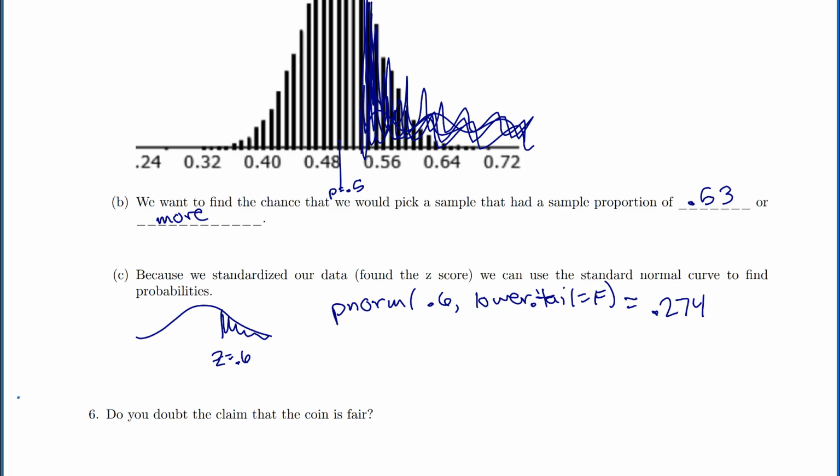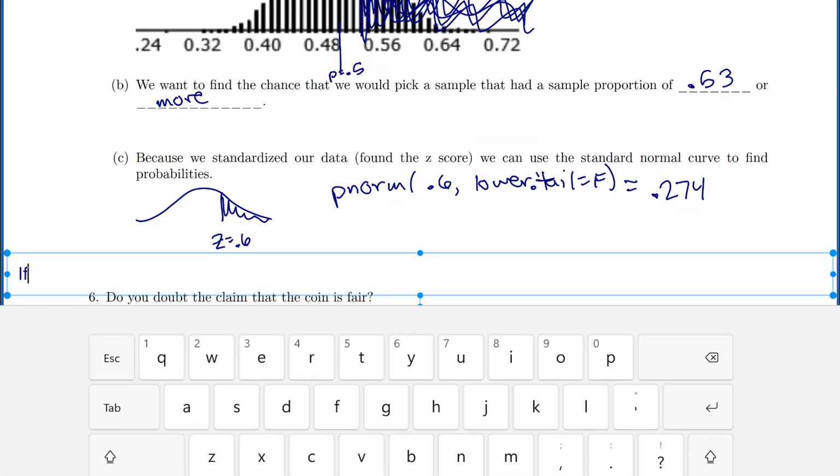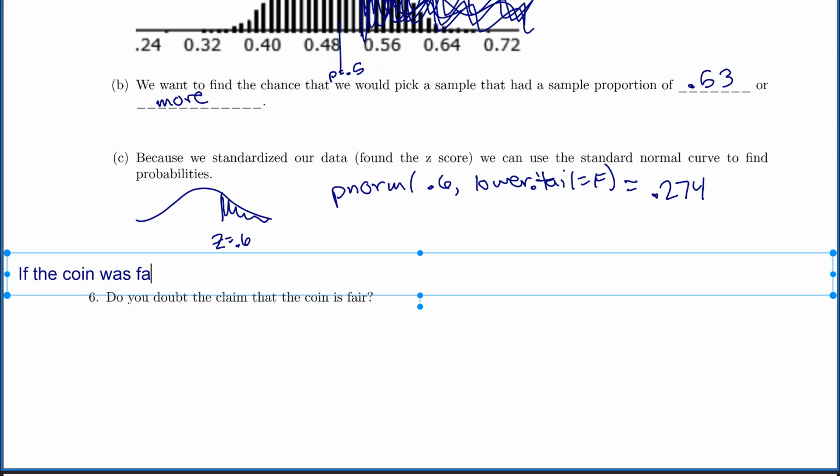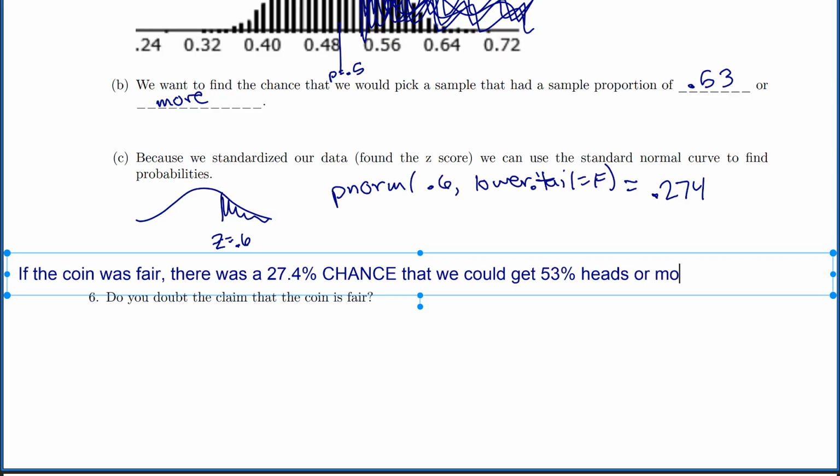So we could say something like, if the coin was fair, there was a 27.4% chance that we could get 53% heads or more.